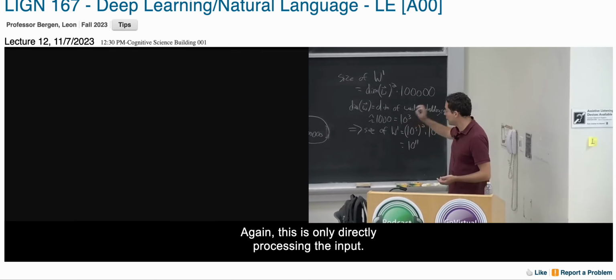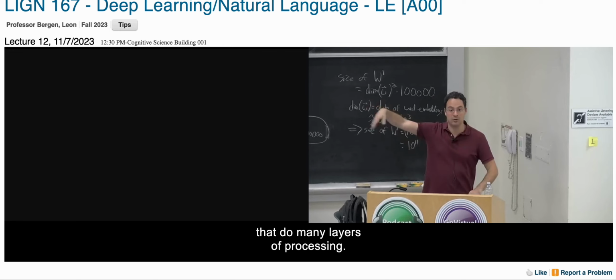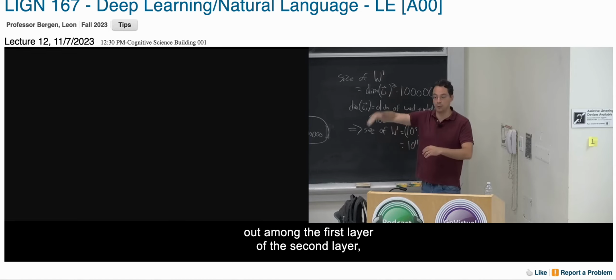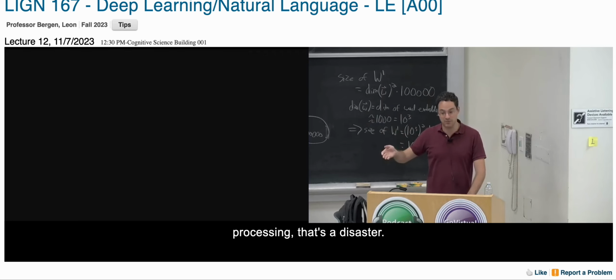Again, this is only for directly processing the inputs. Deep learning is about deep models, that is, models that do many, many, many layers of processing. So you don't want almost all of your weights to be in the lowest level of the model. You want your weights to be spread out among the first layer, the second layer, the third layer, the fourth layer. Here you're building a GPT-4 size model just to do the first level of processing. So that's a disaster.